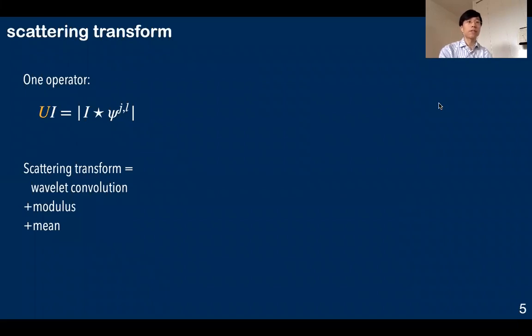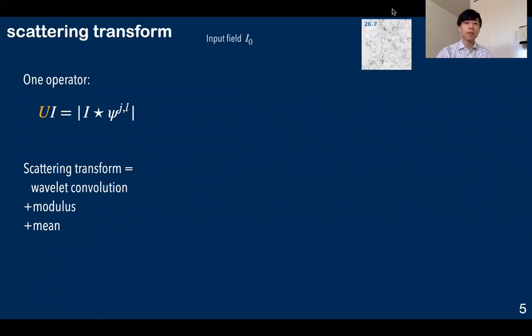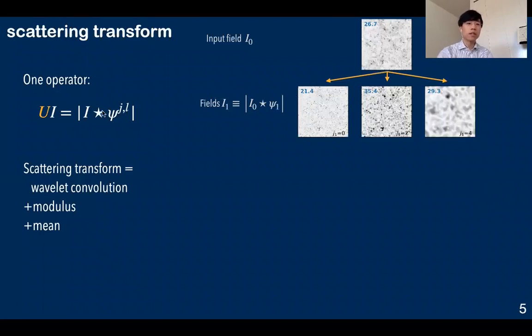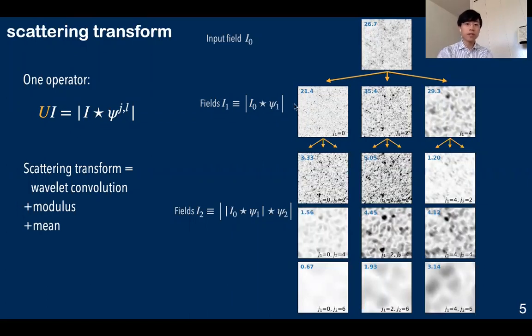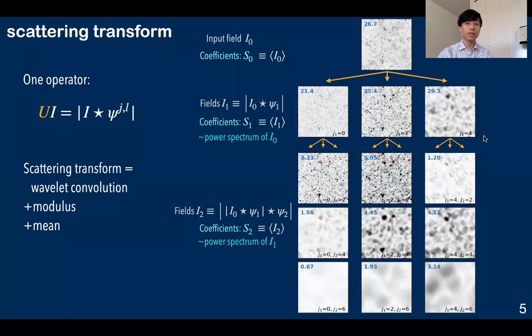So now let me give a brief introduction of how the scattering transform works. From the original image, the scattering transform applies one operator several times. This operator is composed of a wavelet convolution and a modulus operation. So it generates a series of images by convolving the original image with different wavelets. And then from each image generated by this scattering transform, you can apply the same operator again to generate another series of images. And finally, in order to generate a translation invariant estimator of the field, we can simply take the mean value of all of these images generated from the original one.